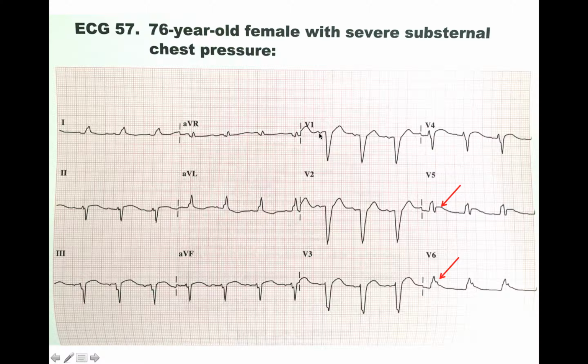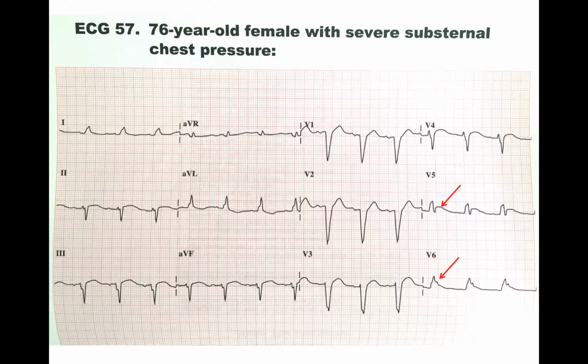You can appreciate in V1 that there's a P for every QRS. And is there a QRS for every P? There is indeed a QRS for every P. So now you want to look at the PR intervals. Here P, QRS, P, QRS, P, QRS. And I do not appreciate any prolonged PR intervals.